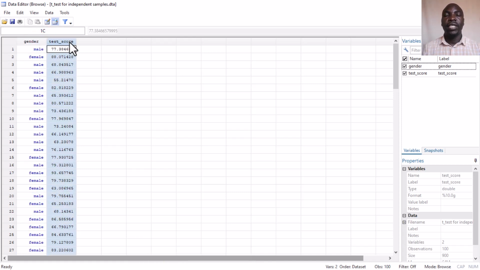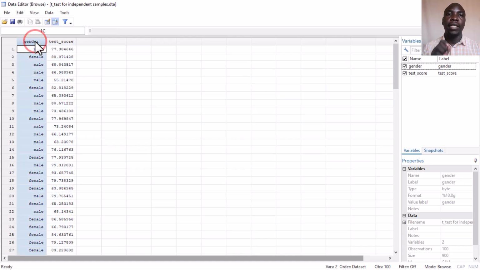A t-test is suitable for analyzing this data because we have a numerical outcome and then a categorical independent variable with only two levels. We are going to compare the mean performance of males to the mean performance of females. We want to see, is there a statistically significant difference in performance of males and females?